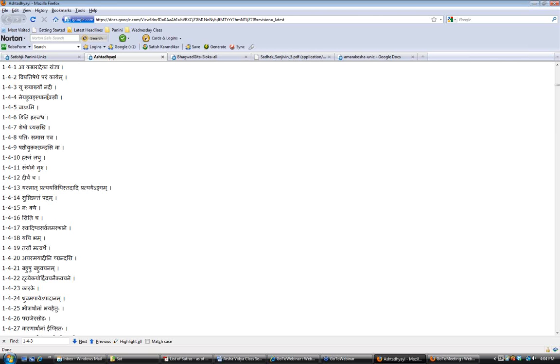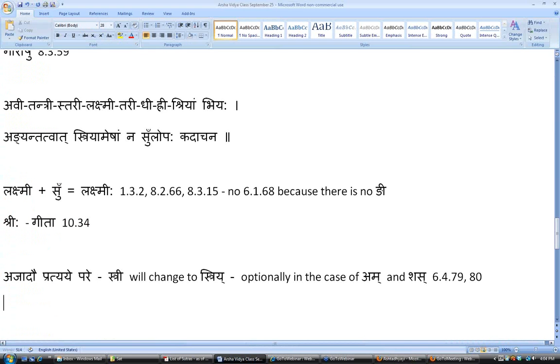So Stri is the Pratipadikam which gets the Iyang Adesha and also retains the Nadi Sanya. That is the speciality of the Stri Pratipadikam, especially because of that Astri in that sutram. So this is the gist of the Pratipadikam: Stri gets the Iyang Adesha.